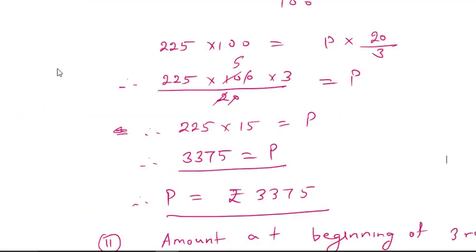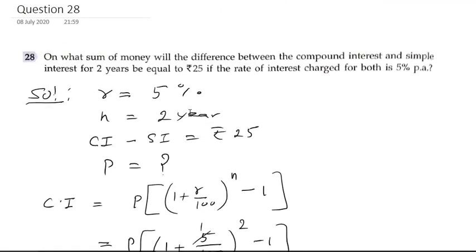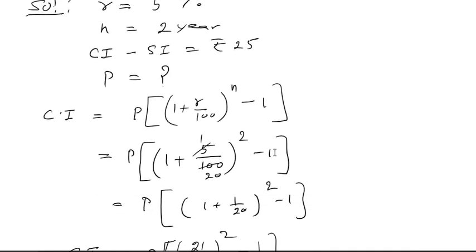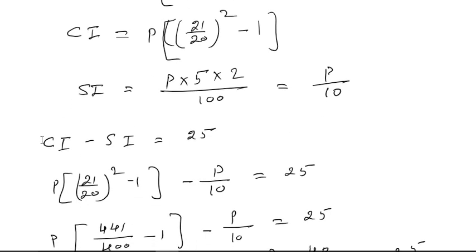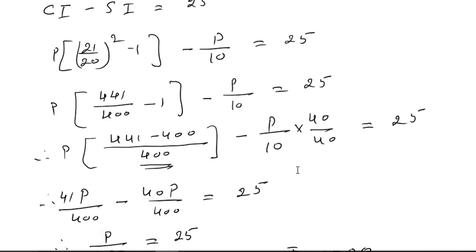Question number 28 was, on what sum of money will the difference between the compound interest and the simple interest for 2 years be rupees 25 if the interest rate is 5%. So here the rate of interest is given, and the difference between simple interest and compound interest for 2 years is given. So again I will use the formula for compound interest and the formula for simple interest, take the difference, equate this difference with 25 and I will get the respective amount, that is P.